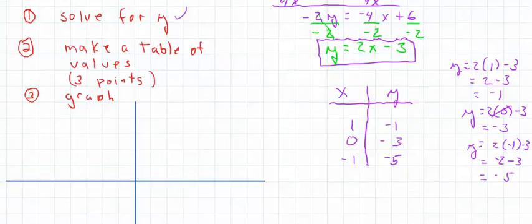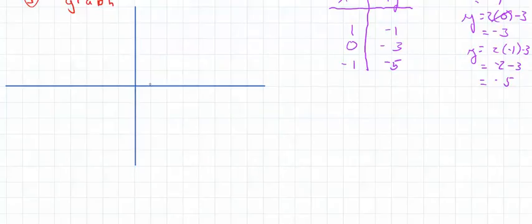Now I just plot these points. First of all, I need to mark my scale, x and y scale. All right, I start with 1, negative 1, which is right here. Then I go 0, negative 3, which is right there. Then I go negative 1, negative 5, which is right here.